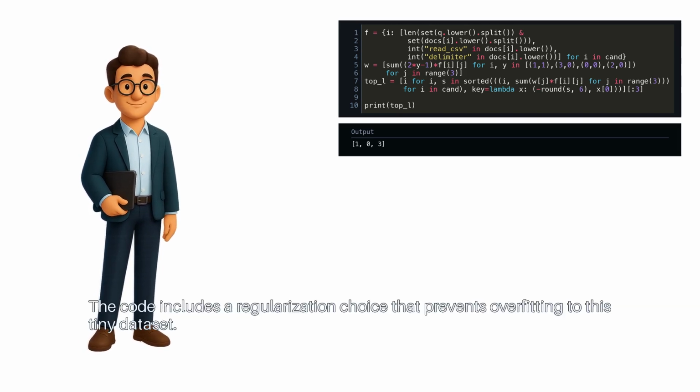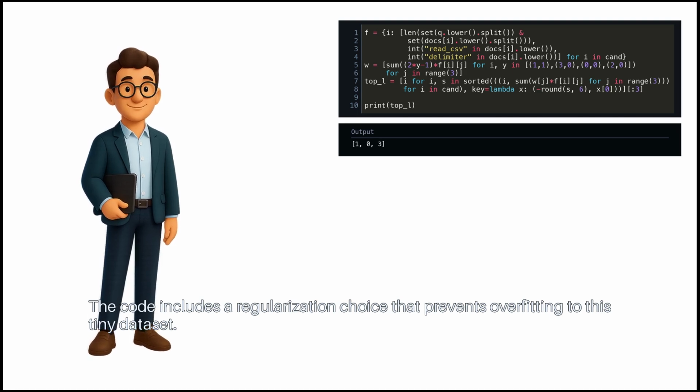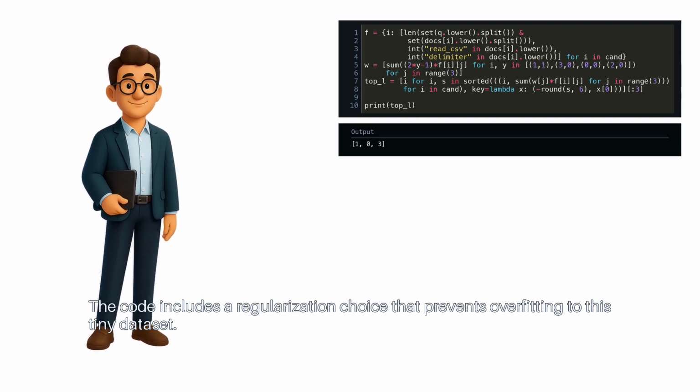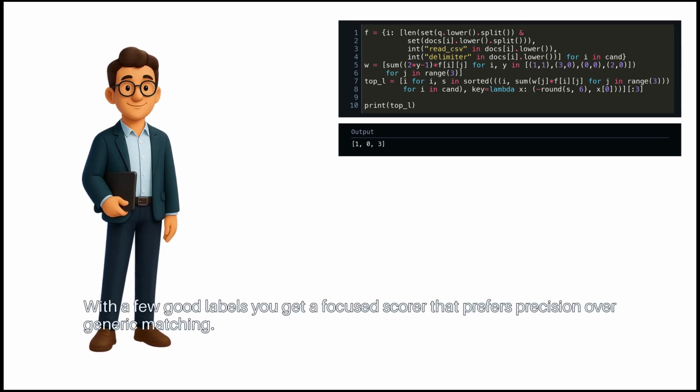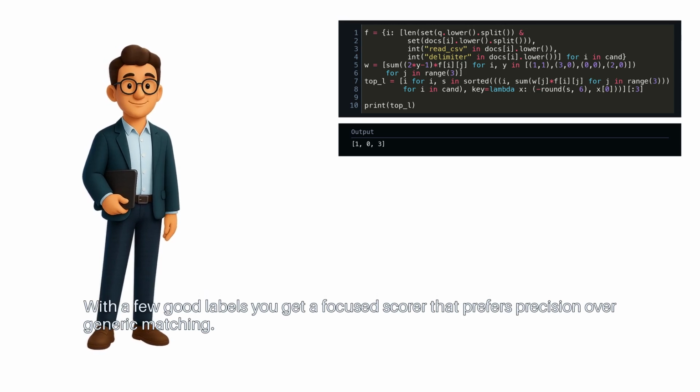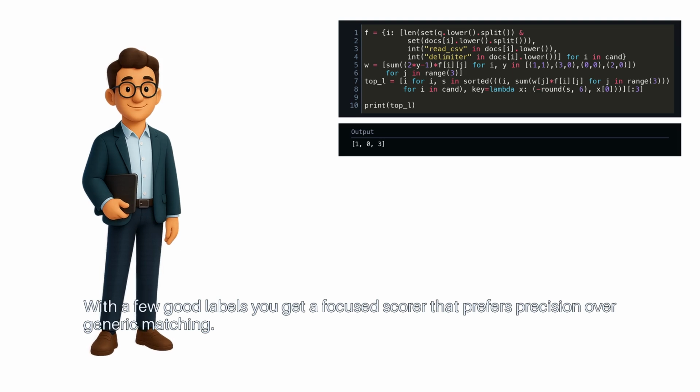The code includes a regularization choice that prevents overfitting to this tiny dataset. Changing the amount of labels or the regularization strength directly affects how bold the re-ranker is. With a few good labels, you get a focused scorer that prefers precision over generic matching.